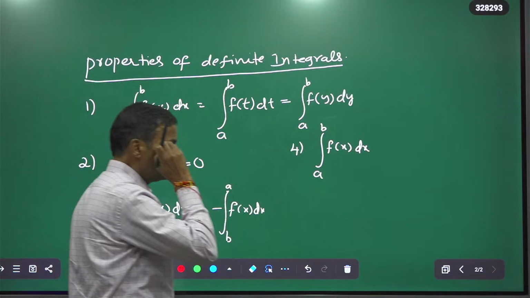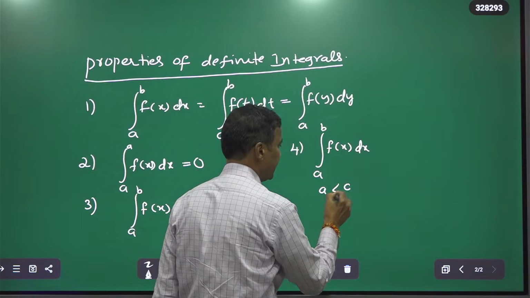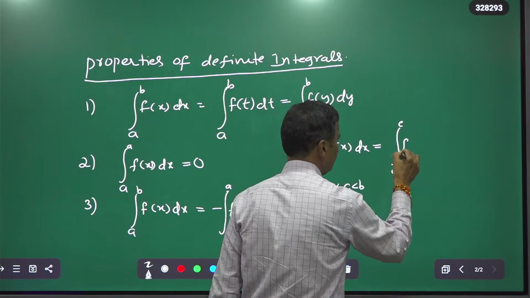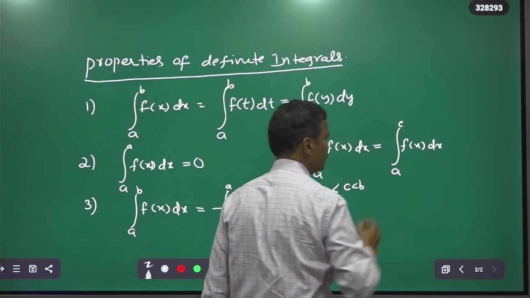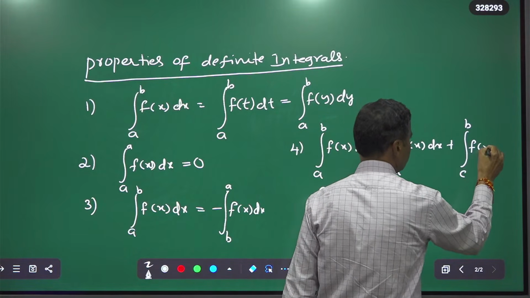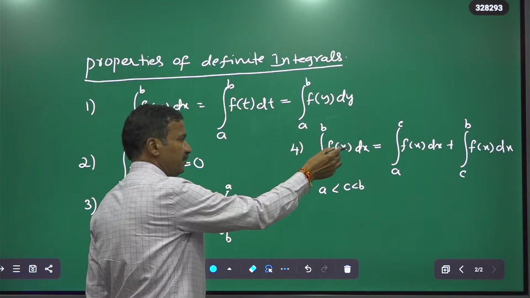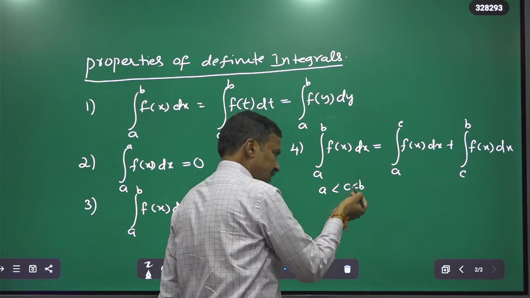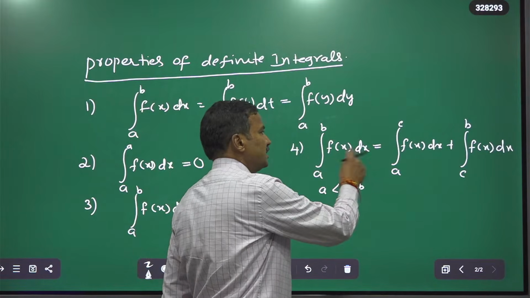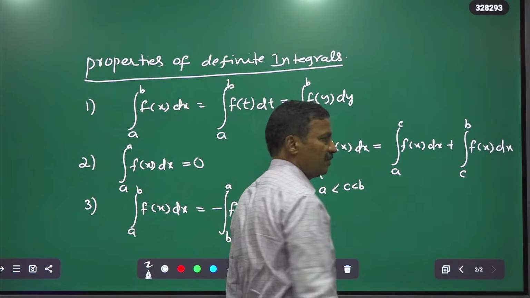Splitting the limits: suppose c is a real number that lies between a and b. Then we can write the integral of a to b f of x dx, where c is a real number between a and b, as a split into two integrals like this: integral of a to c f of x dx plus integral of c to b f of x dx.